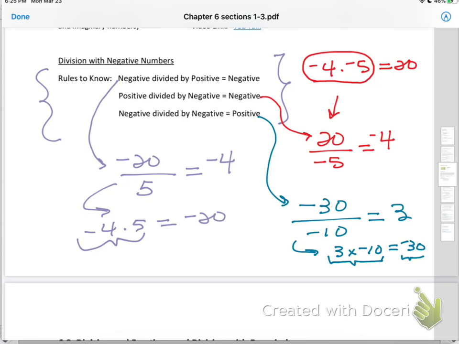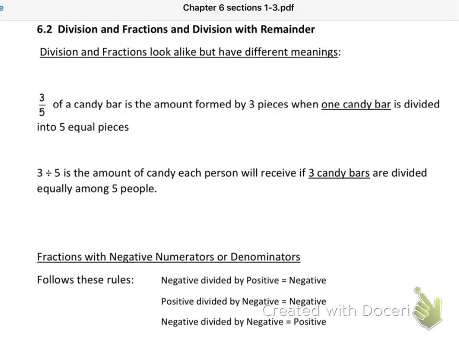Same can be true for the red. What if we made them both positive? So they're both positive. In multiplication, you will get a positive. The only time you get a negative is when you have 2 different signs in a multiplication problem. Okay? So let's go on to the next page. Okay, this brings us to 6.2.